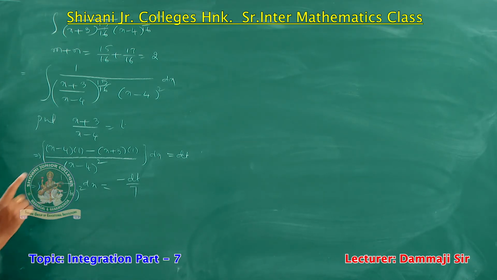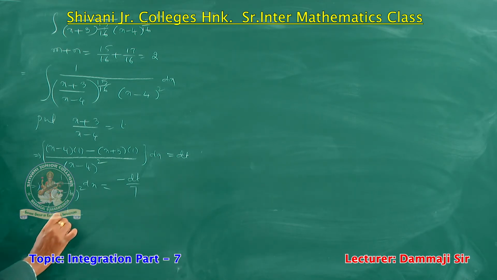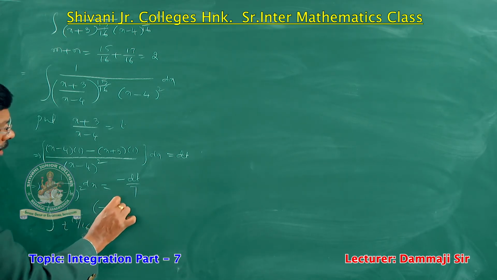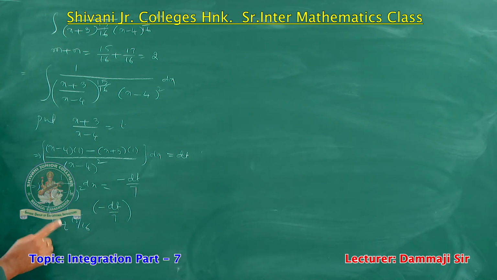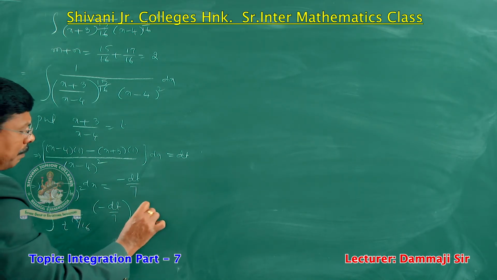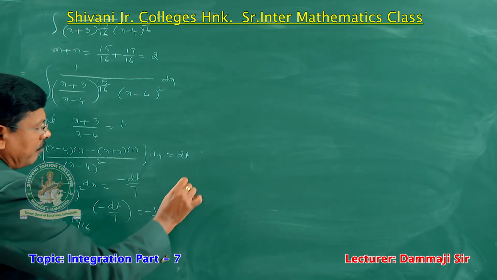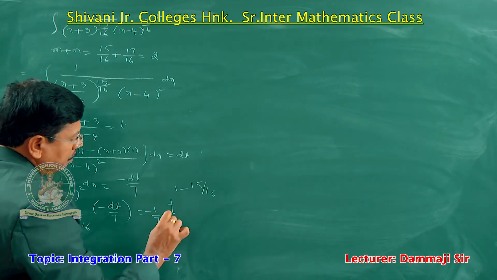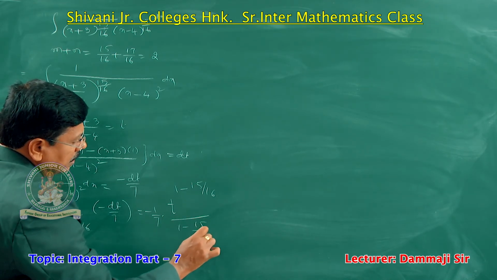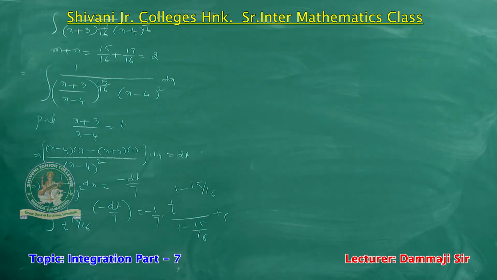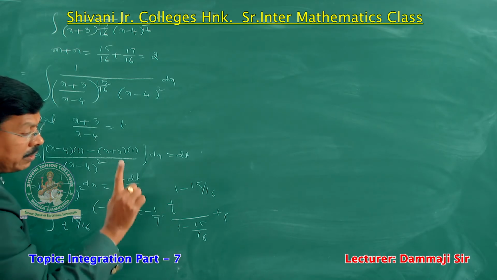A few more steps we will do by oral calculation. Integral of 1 by t power 15/16, and the result is minus dt by 7. Already you know the integral of 1 by x power n, so it is minus 1/7 times t power (1 - 15/16) by (1 - 15/16). Its total result is 16 minus 15, that is 1/16.